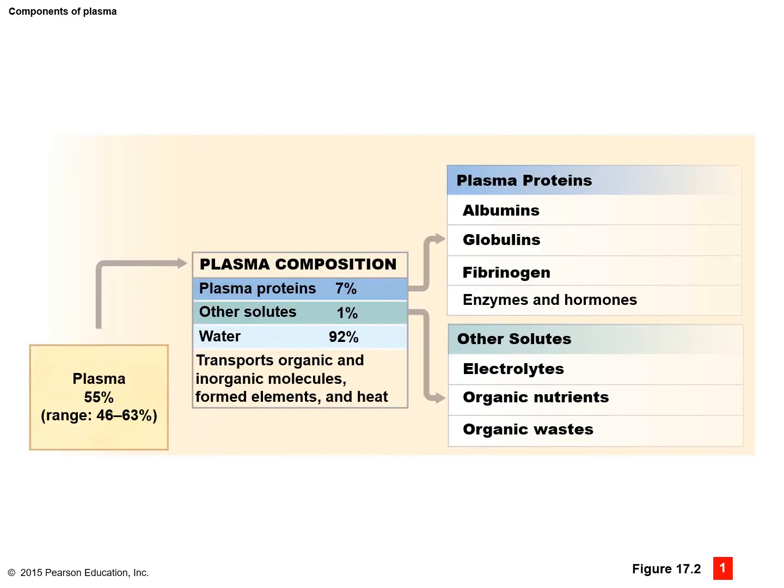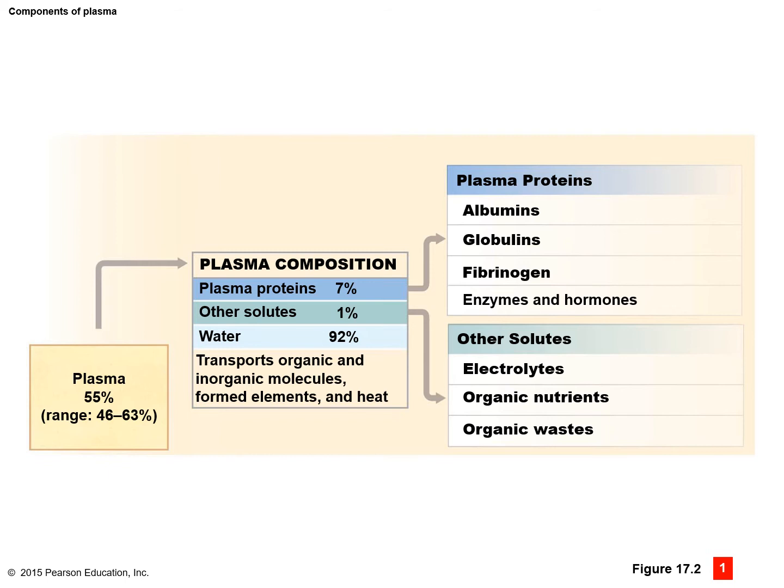So the different compositions we've already covered are as follows for plasma: the proteins, solutes, and water. Remember that plasma proteins are things like albumins, globulins, and fibrinogen. Fibrinogen is very important as a clotting element in the plasma, and we'll talk about that more when we talk about hemostasis later in this lecture.